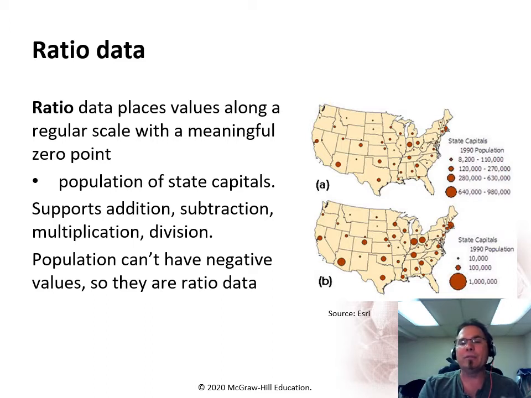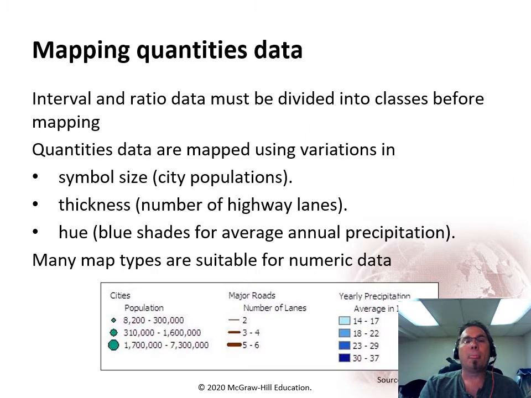Hey, I need to use this type of scaling system for this. And while it is very handy to know the difference between interval and ratio, their color schemes are identical. You can use the same color schemes, pretty much within reason, for both. So we call that mapping quantities data.